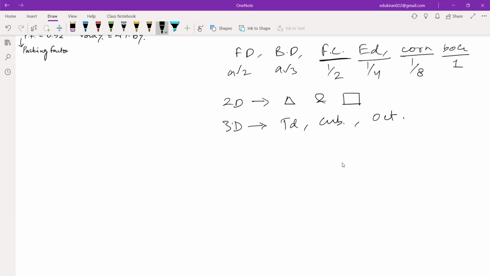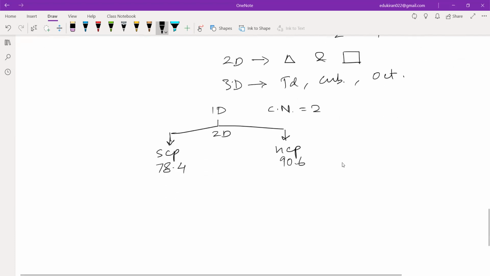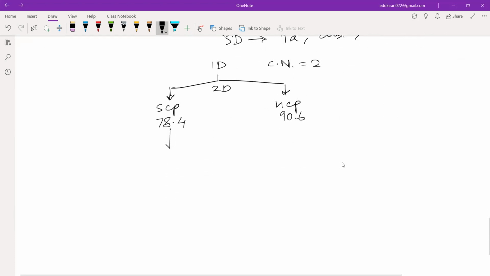Now, next is we did packing. So in 1D packing, there is only one question that can come: coordination number is equal to 2. Then I move on to 2D packing, and in 2D packing we have two different cases: SCP, square close packing, and HCP, hexagonal close packing. Square close packing has the packing efficiency of 78.4, and HCP has the packing efficiency of 90.6 or 7.